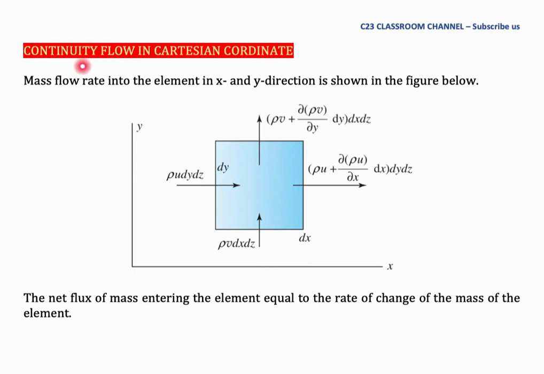To analyze the continuity flow here, we imagine that we have one inlet in the x direction and one outlet in the x direction. At the same time, we will have one inlet for the y direction and one outlet for the y direction, like this. The net flux of mass entering the element equals the rate of change of the mass of the element, and this can be simplified as this one.